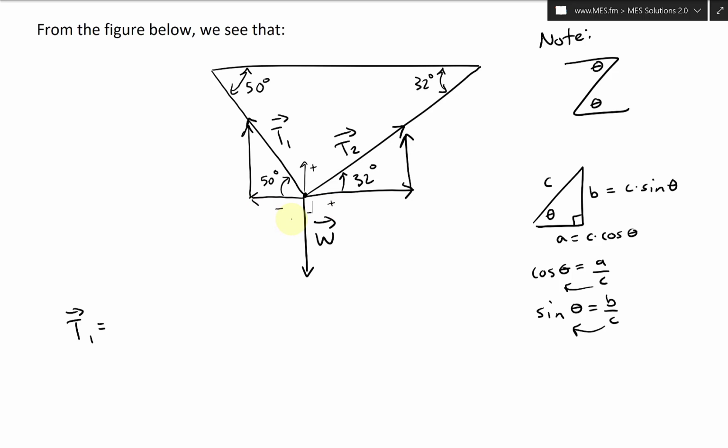So in other words, T1 is going to equal negative, then using the same setup, the length T1 of this vector times the cosine of that angle. So that's just this part right here, C cosine theta, where C is the length there. So this is going to be the length of the T1 tension times the cosine of the angle, in this case 50 degrees. And then that's the horizontal, and the vertical is going to be over here, and that's going to be the sine. So plus the length T1 of the vector T1 times sine 50.